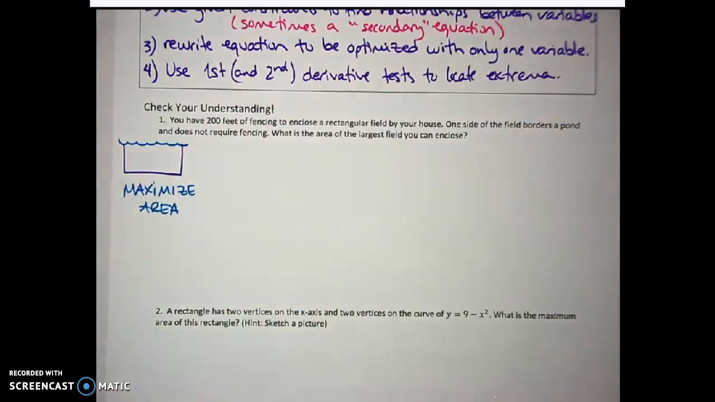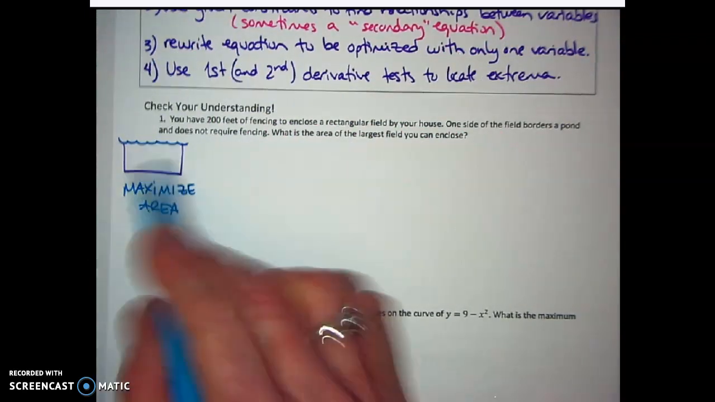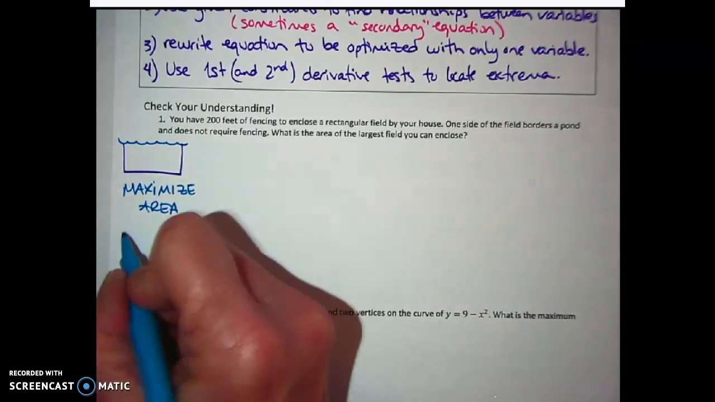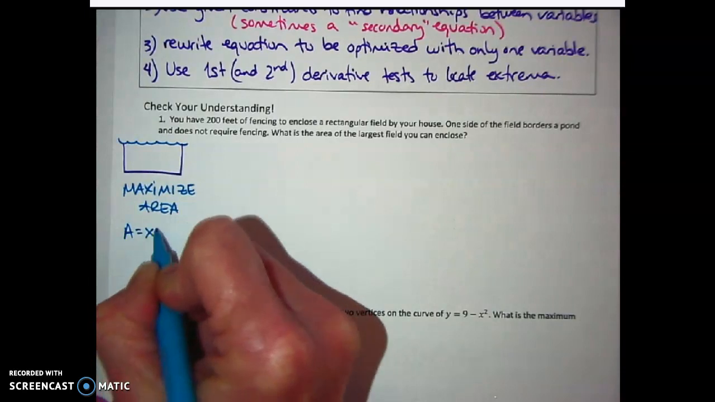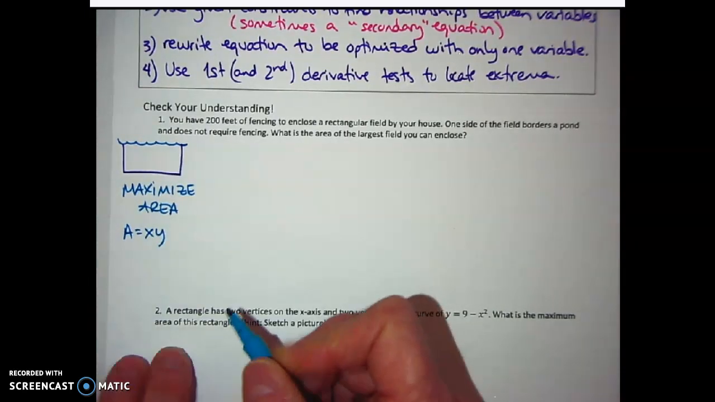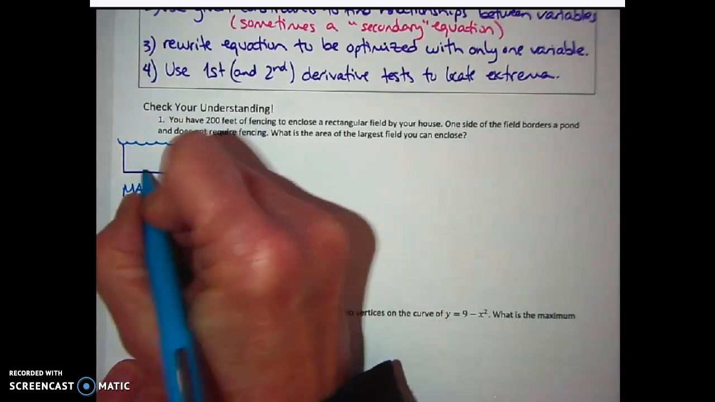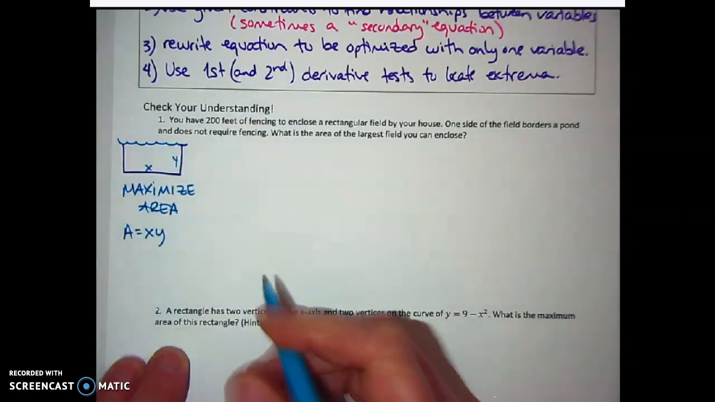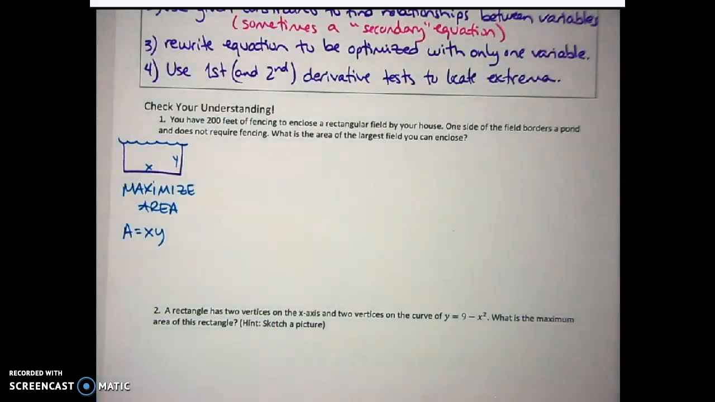It's telling me a rectangular enclosure, so I'm going to draw a rectangle. One side of it is a pond, so I don't need fencing over there. And I need to maximize my area. So the equation for the area is length times width, or x times y. And just so we're all on the same page, I'm going to label this side my x and this side my y. So now, what is a secondary equation I have?